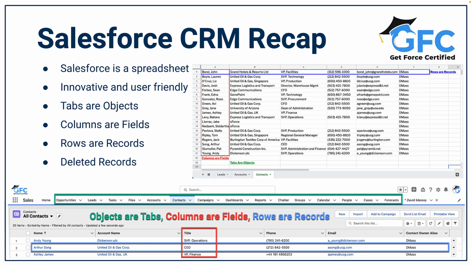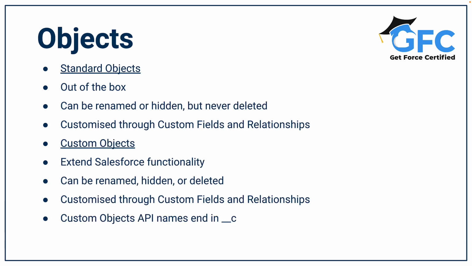If we think back to our spreadsheet example, the tabs on a spreadsheet are the objects, the columns are the fields, and the rows are the records. So let's take a look at objects in more detail. The first thing that you need to know is that there are two types of objects.